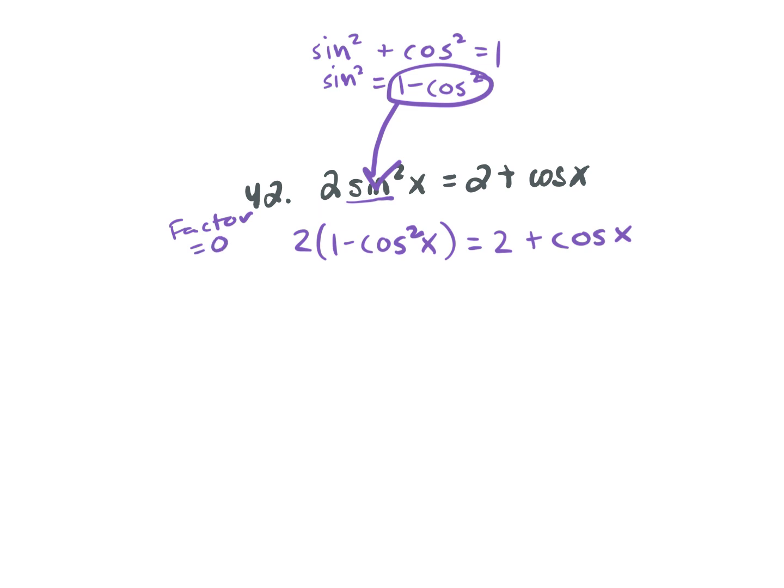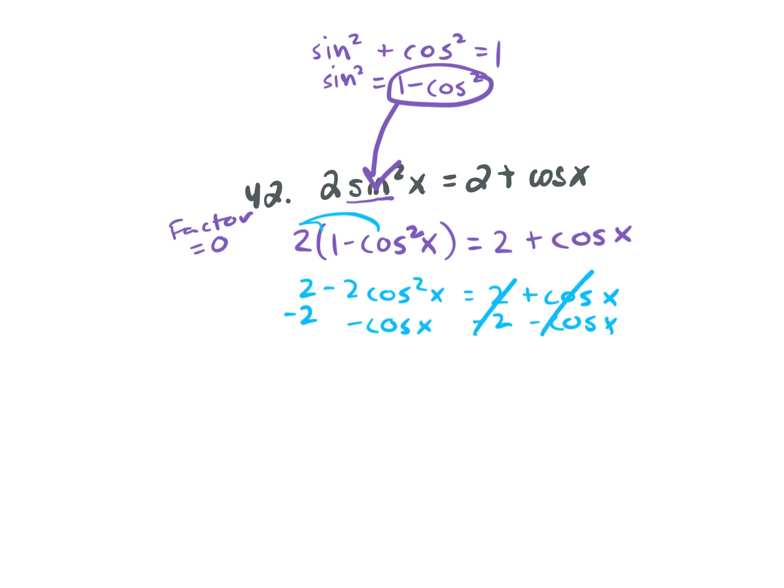So what would I do first? Distribute the 2. Perfect. So 2 minus 2 cosine squared is equal to 2 plus cosine. Let's subtract 2 to move it to the other side and subtract cosine. Can I combine cosine squared and cosine? No, they are not like terms. It's like saying x squared minus x. Can't do that. But 2 minus 2 would be 0, so that cancels. So I have negative 2 cosine squared minus cosine is equal to 0. What could we do next?